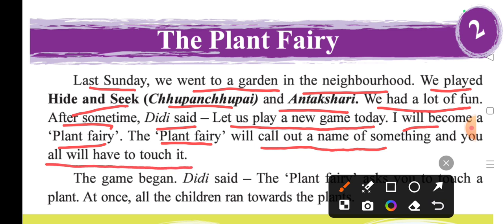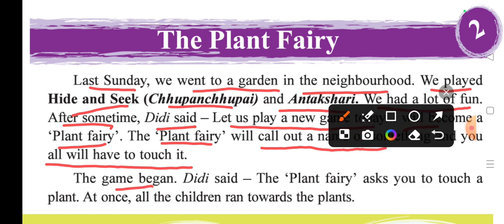Yes, children, here the author, whom we are assuming as a child, is saying that last Sunday they went to a garden which is present in their neighborhood. They had a lot of fun. They played hide and seek and antakshri. After some time, Didi, that means the elder sister, said let's play a new game. And the game name is Plant Fairy. In this game, she would call out the name of something and they would have to touch it.